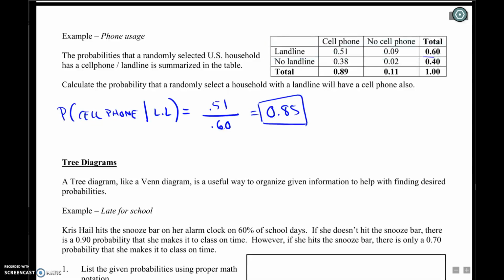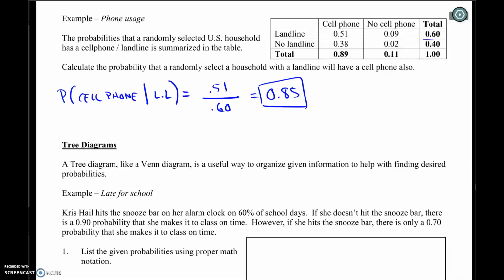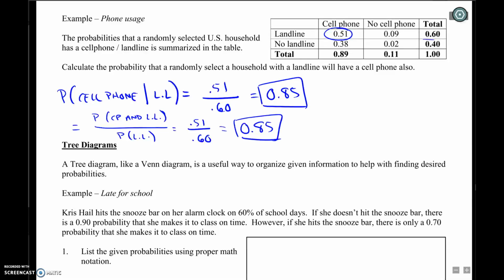If I was in class, I'd ask you guys, do you want me to do it the other way? I am going to do it the other way using the formula. The conditional formula is the probability that you have a cell phone and a landline divided by the probability you have a landline. So what percentage of people have a cell phone and a landline? That's 0.51, divided by what percentage of people have a landline. I didn't realize that was going to work out exactly the same way, but in this case it did. So I guess it doesn't matter which way you look at it.